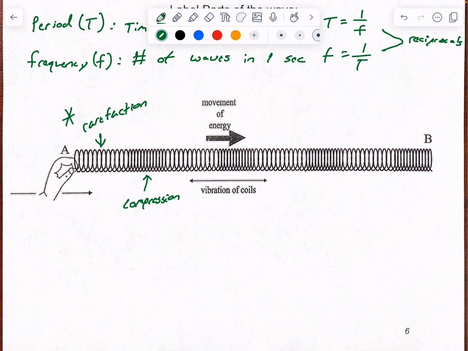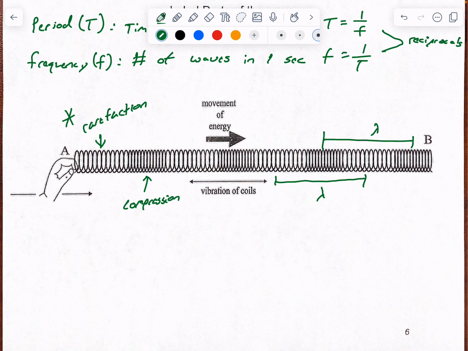Okay, now to have a full wavelength in a longitudinal wave, you have to have one full compression and one full rarefaction. So if you started like here, right in the middle of that compression, and you went to the middle of that next compression, that'd be good. Or if you started in the middle of a rarefaction and went all the way to another rarefaction, that'd be a wavelength. Or if you started at the beginning of a compression and went all the way to the end of a rarefaction, because you have one full compression, one rarefaction, that'd be a wavelength as well. Okay, moving on to the next page.